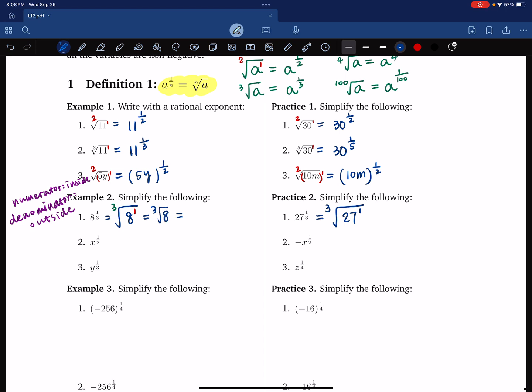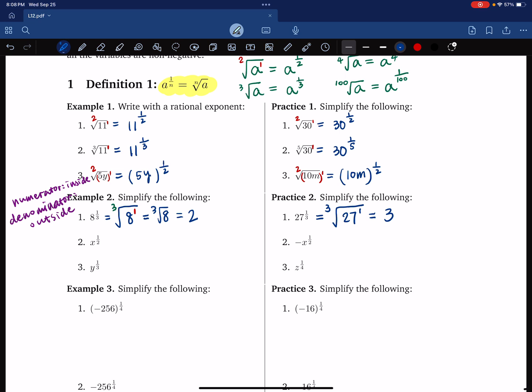Cube root means that you have a number such that when you raise it to the third power, you get the radicand, the number inside. You could use your calculator, or you could think about which number raised to the third power will be 8. The number is 2, because 2 to the third is 8. Same thing on the right-hand side. Cube root of 27 is 3. This is because 3 to the third power is 27.